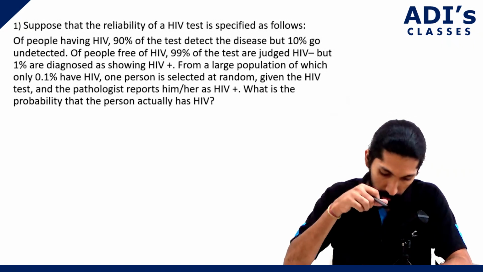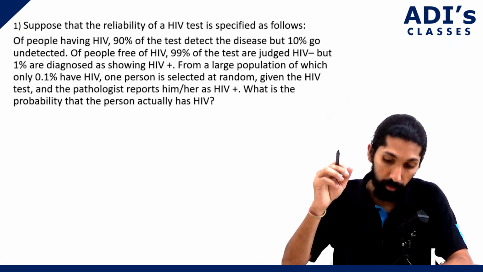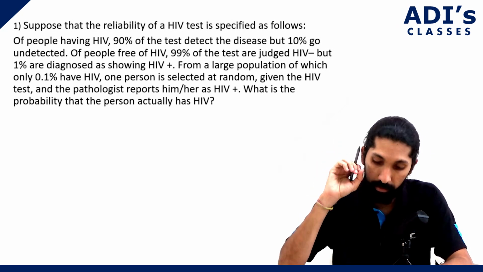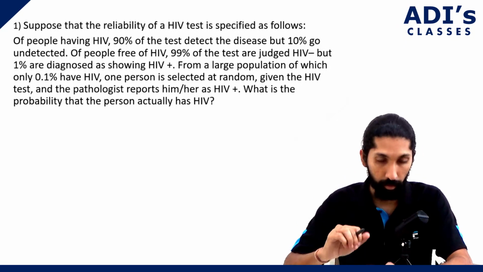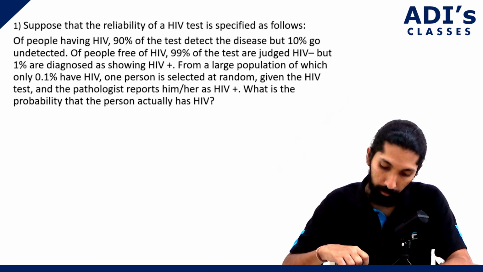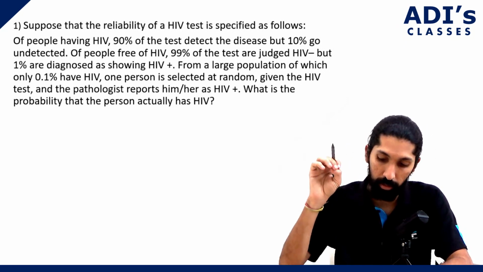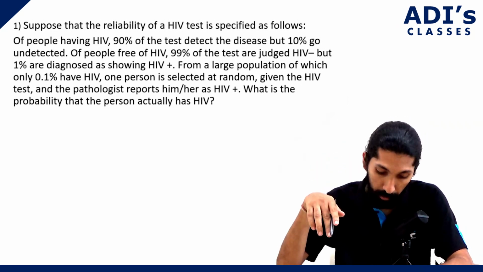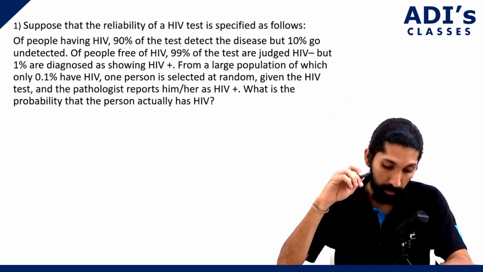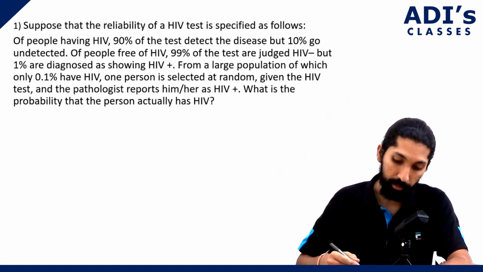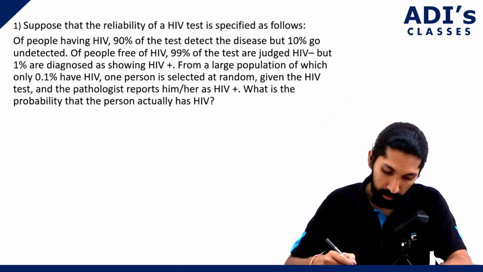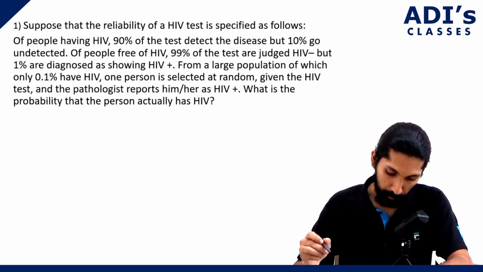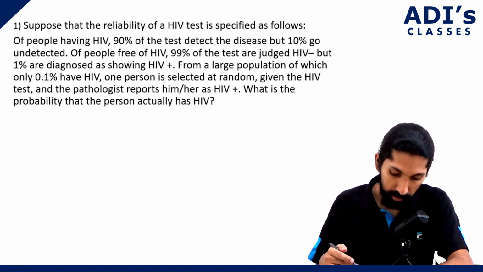It says, suppose that the reliability of a HIV test is specified as follows. Of people having HIV, 90% of the tests detect the disease, 10% go undetected. All right. Of people free from HIV, 99% of the tests are judged HIV negative, but 1% are diagnosed as HIV positive. From a large population of which only 0.1% have HIV, 1% is selected at random, given the HIV test, and the pathologist reports him or her as HIV positive. What is the probability that the person actually has HIV?